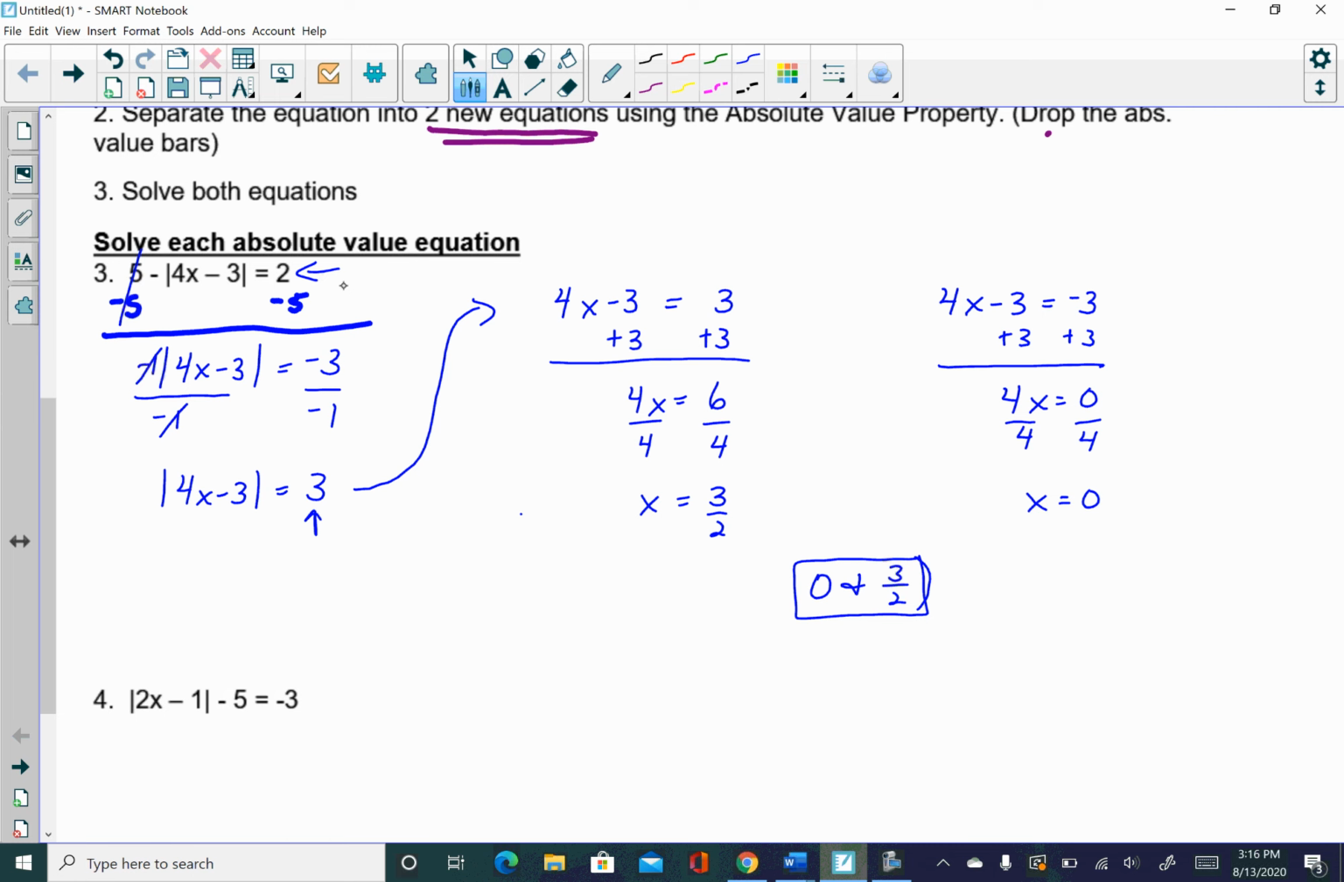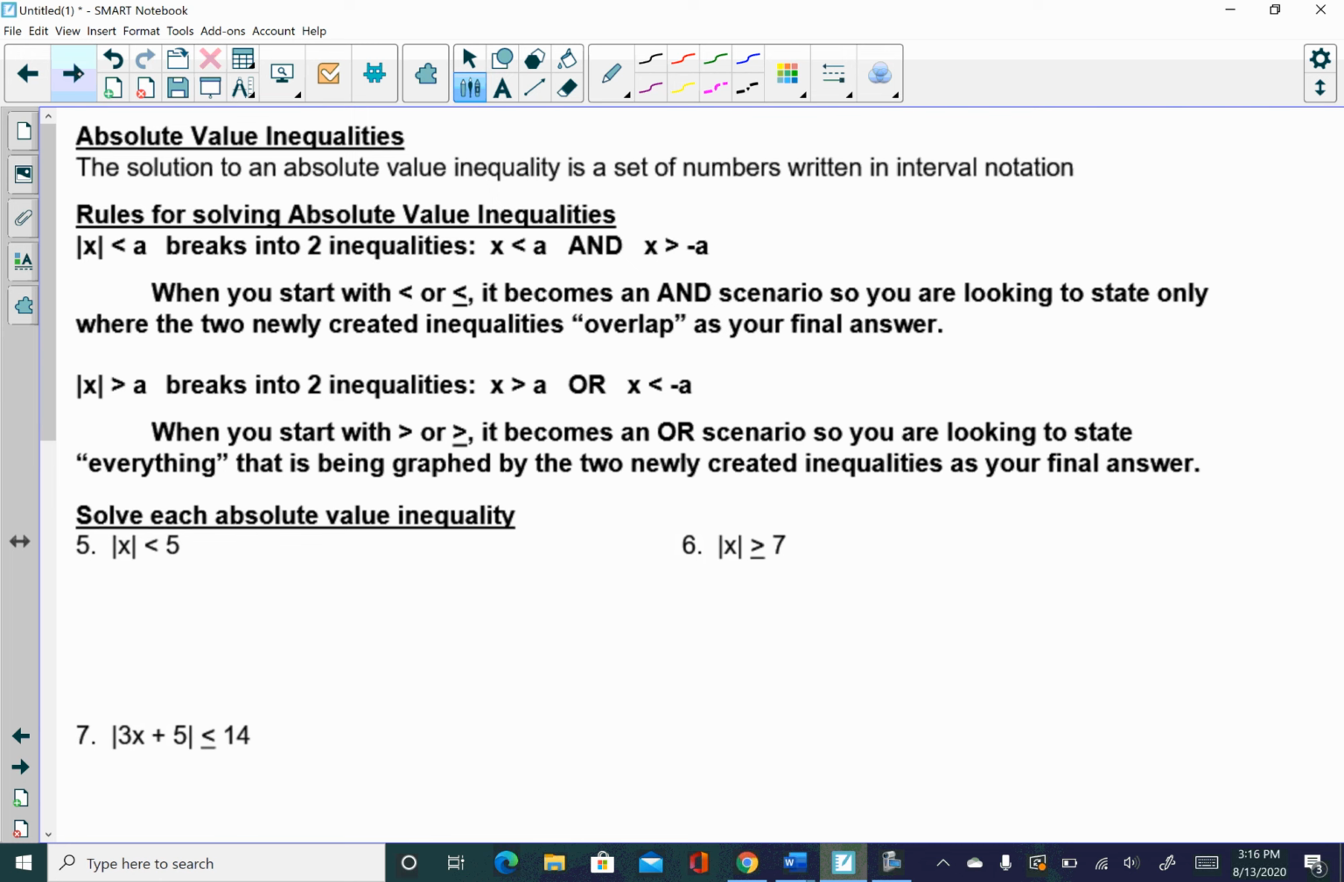Okay? I'm going to let you try example 4 because there's really not anything too new in example 4 to show you. Let's flip it on over then to the next page. Pause the video, you try number 4. Try number 4 and then when you're done with that one and checked it on the solution key, come on over to the next page where we're looking at absolute value inequalities.